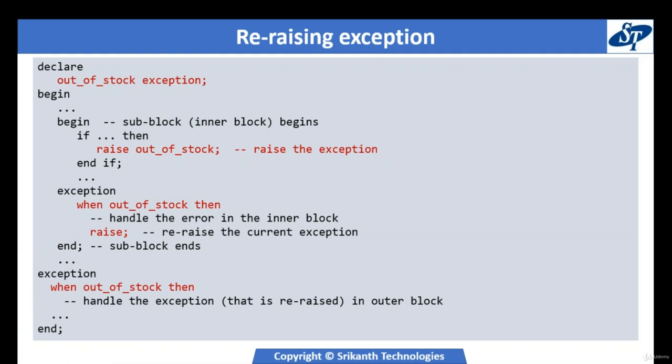You want the same exception to be raised so that the outer block again handles it. Of course, the exception you are raising should be visible to both the inner block and the outer block. So if you are planning to handle it in both blocks, you must declare it in the outer block so that it is available to both. That is called re-raising an exception. It is possible, and there are cases where you may have to do it, though not something you do every time. These are scenarios I want you to know so that you can use them when the need arises.